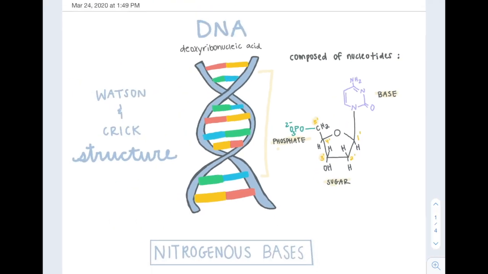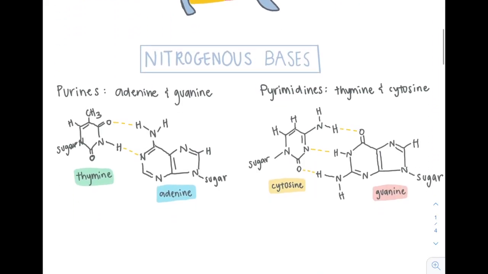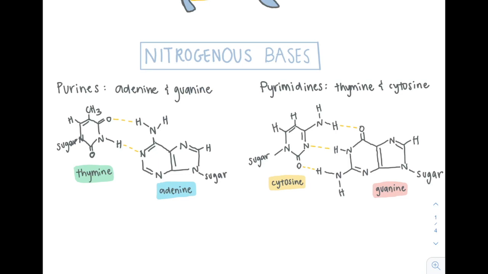Now if we focus on the nitrogenous bases, we can see they are in two groups. These two groups are purines and pyrimidines. Purines consist of adenine and guanine, while pyrimidines consist of thymine and cytosine. These nitrogenous bases do something called base pairing, which is when thymine binds to adenine and cytosine binds to guanine.